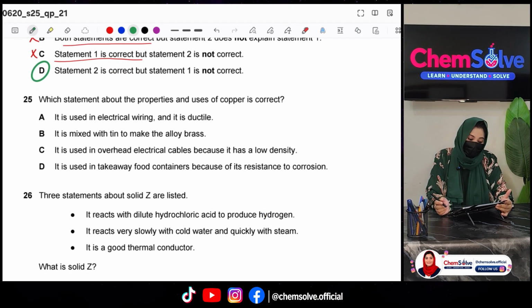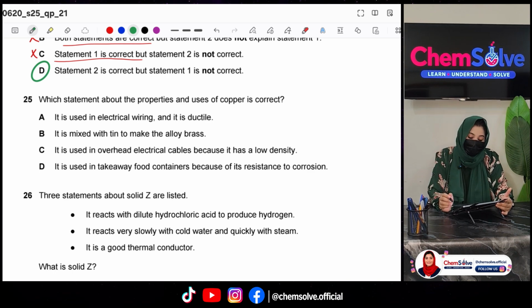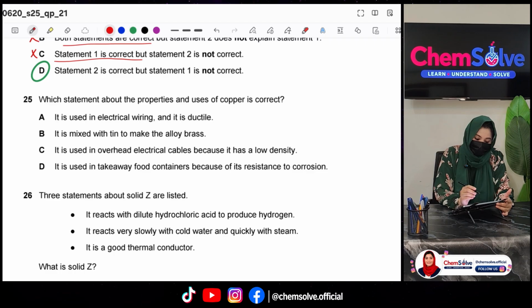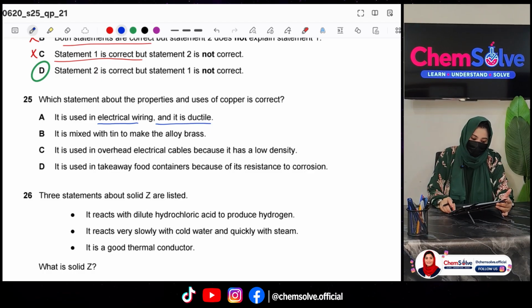Now the next question is question number 25. Which statement about the properties and the uses of copper is correct? So copper is a transition metal. So let's see. It is used in electrical wiring, yes, and it is ductile, yes. Both of these properties are correct. I think option A is the correct option, but let's look at the other options as well.